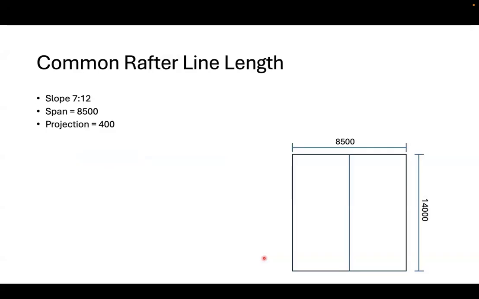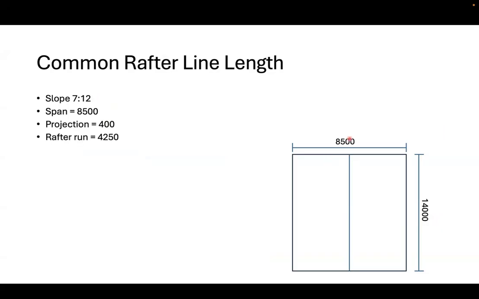So let's do an extra exercise here. We want to find the common rafter line length. We have a gable roof here. Let's have a look. It's 14,000 long. The width is 8,500. We have a ridge in the middle. Slope is a 7 over 12. And the projection is 400 that I didn't draw in here. That's for the overhang of our roof.